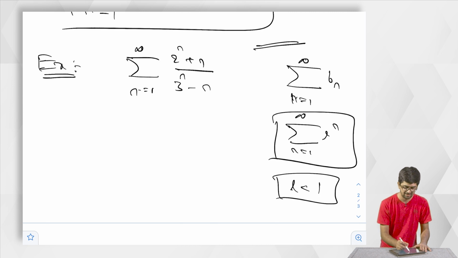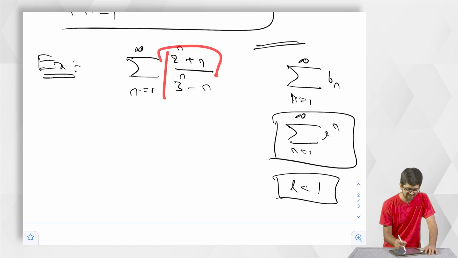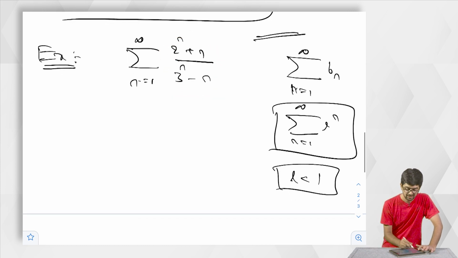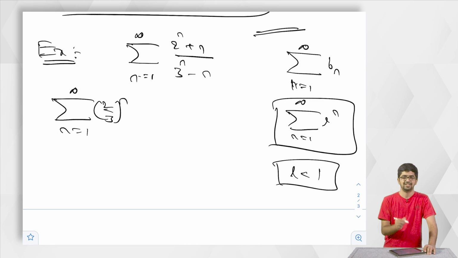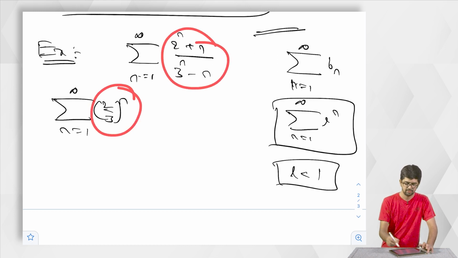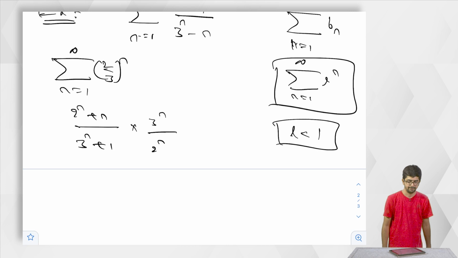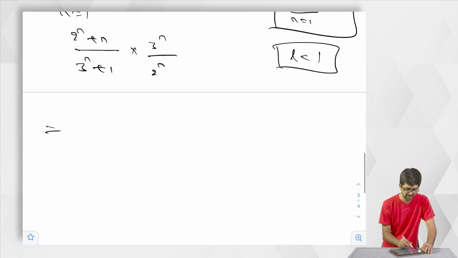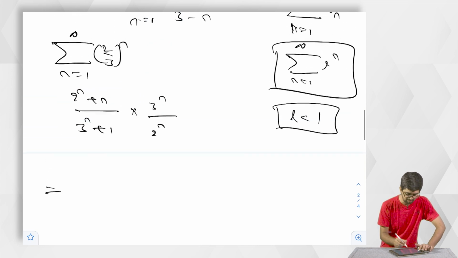Observe that we have 2 by 3 with some power, so ideally this should be seen as something to do with 2 by 3. Let us check. We know that summation (2 by 3) power n is convergent. Let us check if this by this is going to 1 or not. So (2 power n plus n) by (3 power n plus 1) whole divided by (2 by 3) power n, that is the same thing as 3 power n by 2 power n. So I am just trying to divide this by this and this by this. Oh, this is not plus 1, this is minus n.